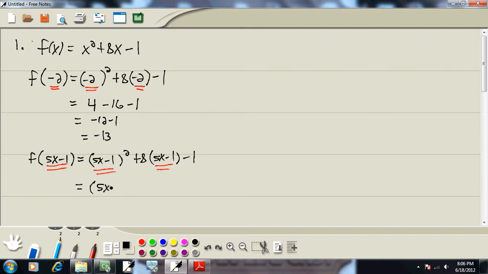Now 5x minus 1 squared is 5x minus 1 times 5x minus 1. 8 times 5x gives us 40x, and 8 times negative 1 gives us negative 8, minus 1. 5x times 5x gives us 25x squared. 5x times negative 1 is negative 5x. Negative 1 times 5x is negative 5x. Negative 1 times negative 1 is a positive 1. Plus 40x, and negative 8 minus 1 gives us negative 9.